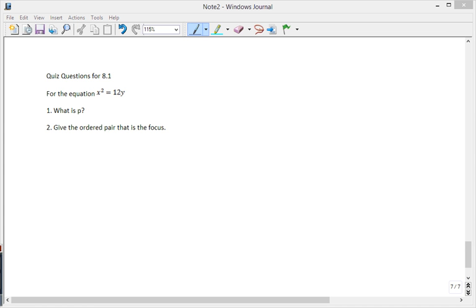Then the second question is to give the ordered pair that is the focus. So write it as an ordered pair with parentheses. Don't put any spaces in there. And tell me what the focus is. And sketch a graph. You won't be able to enter that in the quiz, but you should be able to sketch a graph from this with the directrix and the focus and everything on it.